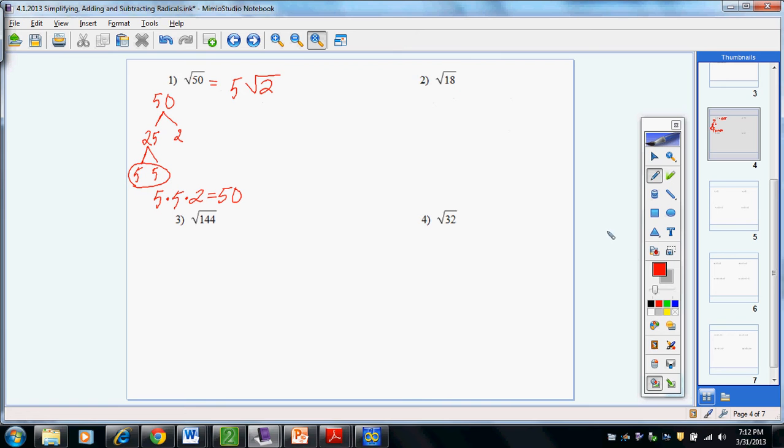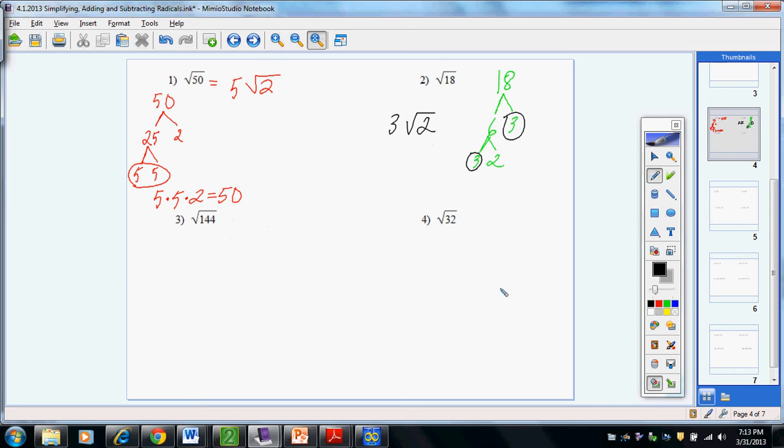Alright, so let's look at 18. 18 is going to factor down to, let's say, 6 and 3. Well, 3 is a prime number. 6 is not, because we know that 3 times 2 equals 6. So now, putting our radical back up here, the square root sign, we see that we have a pair of 3s. So we'll move one of them to the outside and leave the 2 that's left over underneath.